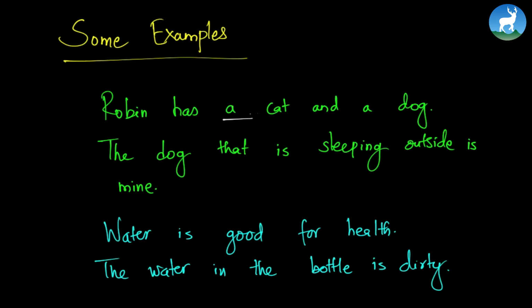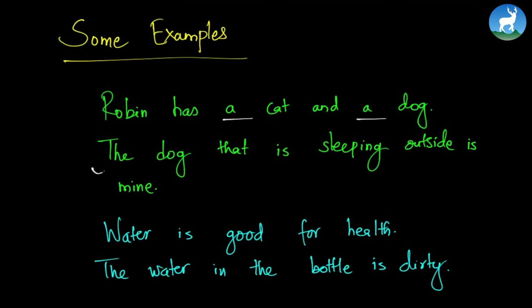Robin has a cat and a dog. So any cat and any dog, not a particular dog. We are not talking about a fixed Labrador or a Japanese Spitz. We are not even talking about the types of cats. So any kind of cat and a dog. So Robin has a cat and a dog, right? One cat and one dog.